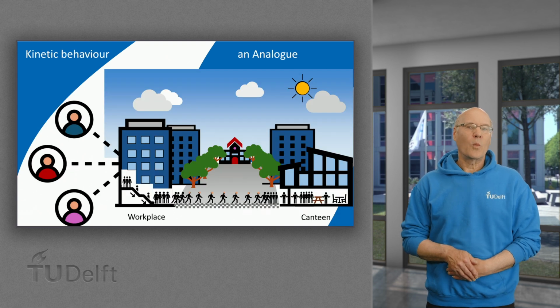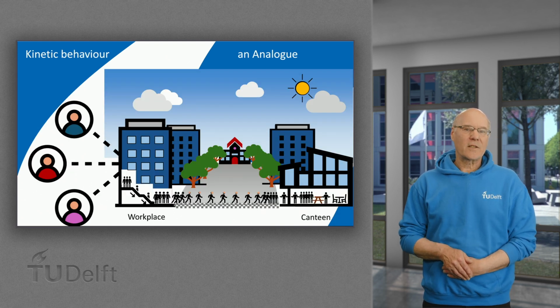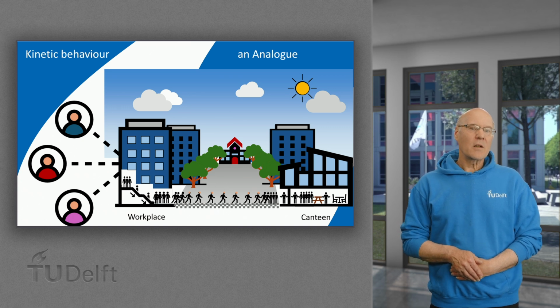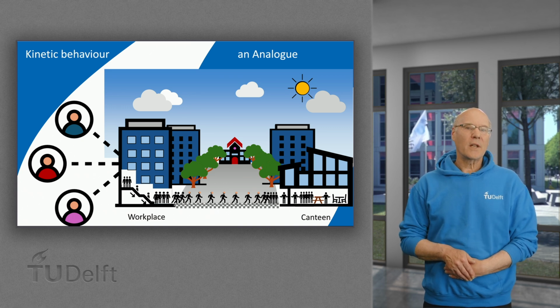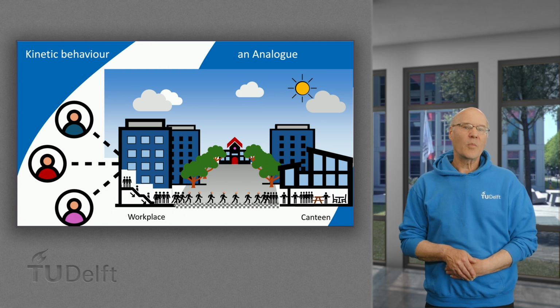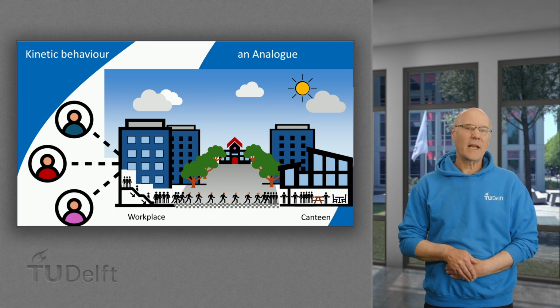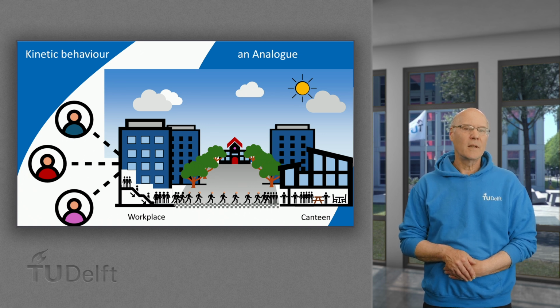Imagine that you are working in a building at the second floor with several colleagues. Once it is lunchtime, you all go to the canteen, which is in another building across the pedestrian area. There is a little summer breeze and the sun is shining. Now think about what you experience in terms of flow of people going to the canteen.